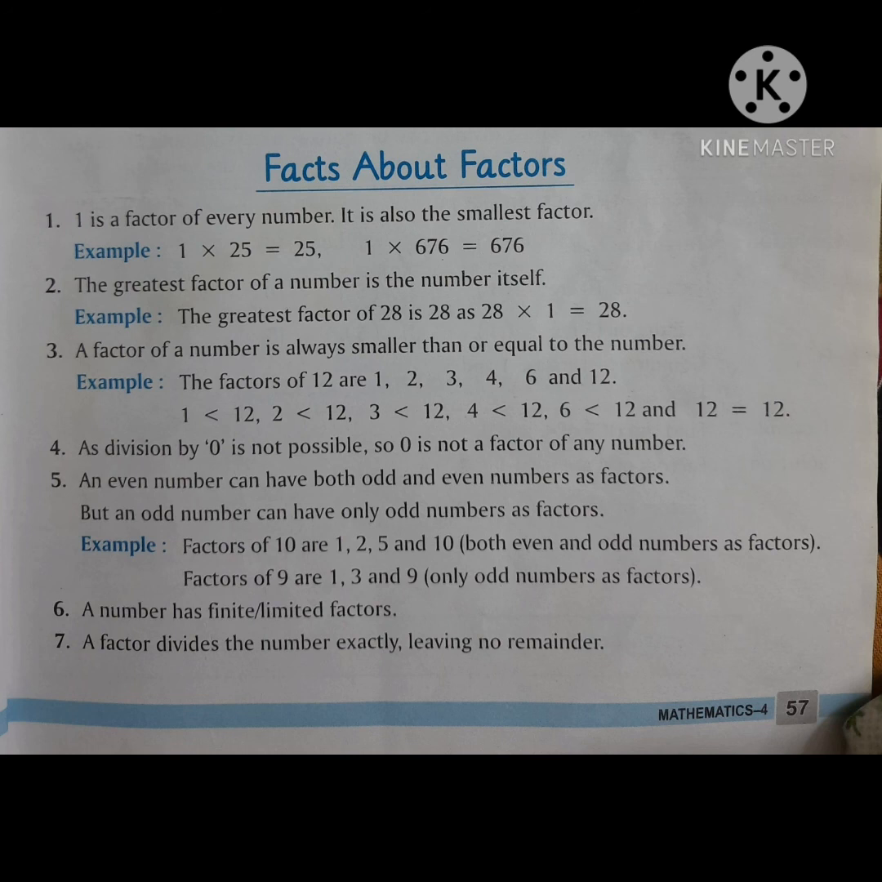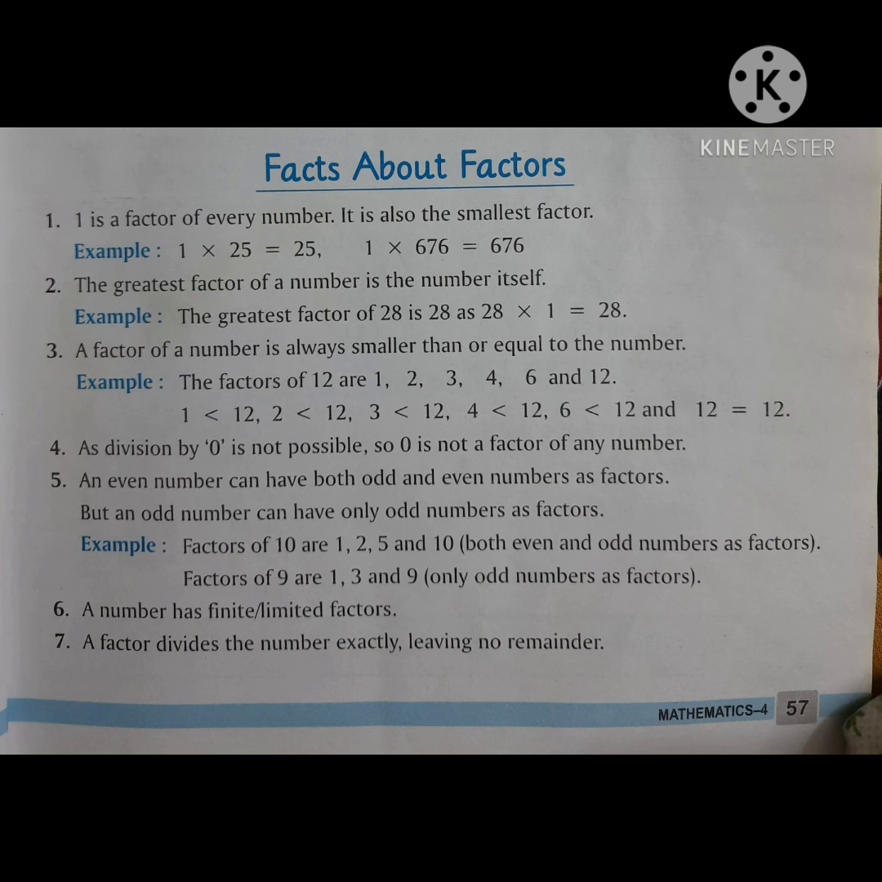Any number, you take any number like 100, 120, 3, 7, any number you take, you can divide it by 1, right? What will be the quotient? Quotient will be the number itself. But you can divide any number by 1. That means 1 is a factor of every number, right? And it is the smallest factor also.